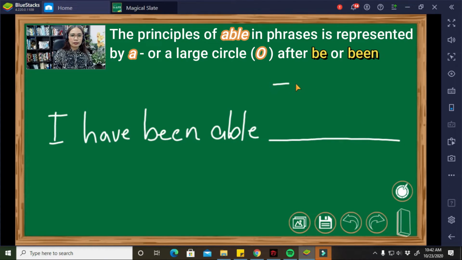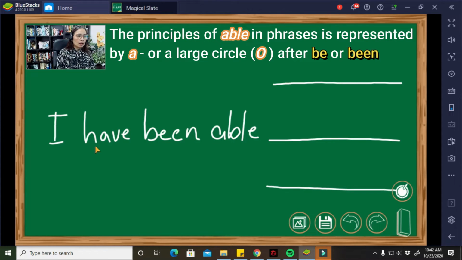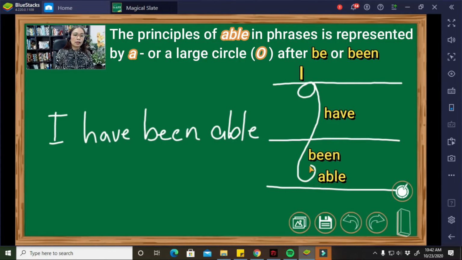Let's try to do that. Okay. I is a brief form, have is a brief form, and this is our discussion a while ago. Been, which is represented by be. Able is represented by a big circle. Okay, so we have I, and then have been able. There you go. So we have able here. This is your been and this is your have. That is I. I have been able.